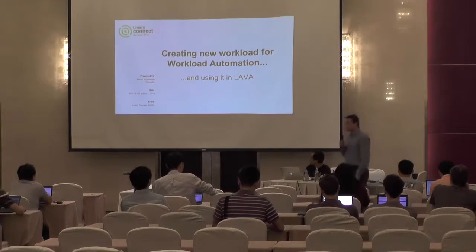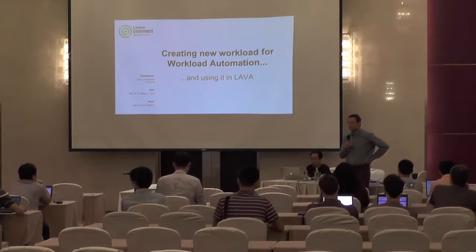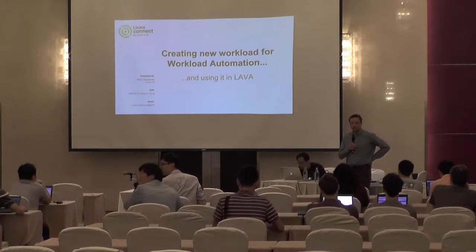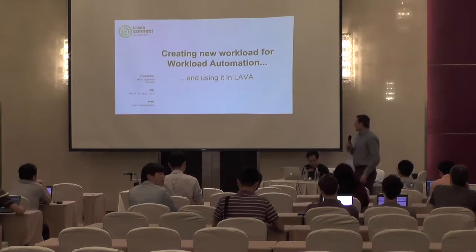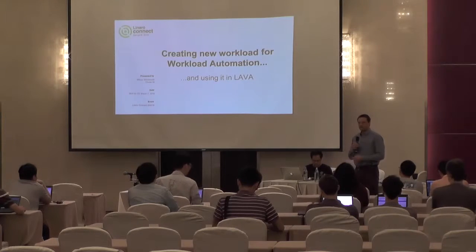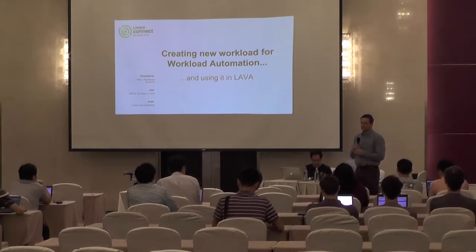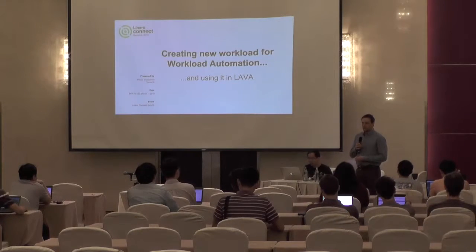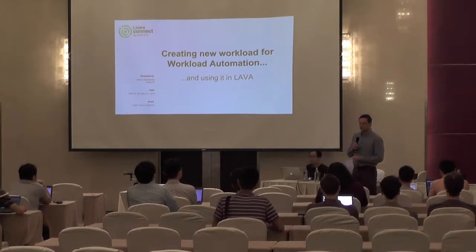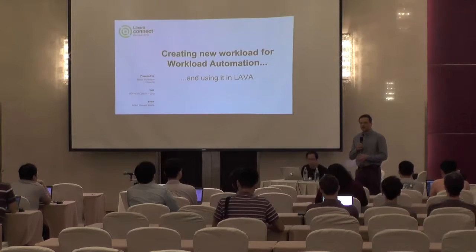This session is about workload automation: creating new workloads and running existing or new workloads in Lava. The idea for this session came from a request we got about 3 months ago from the kernel working group, about testing their changes to the I/O scheduler on Android. They wanted to add BFQ and check it versus the CFQ scheduler.